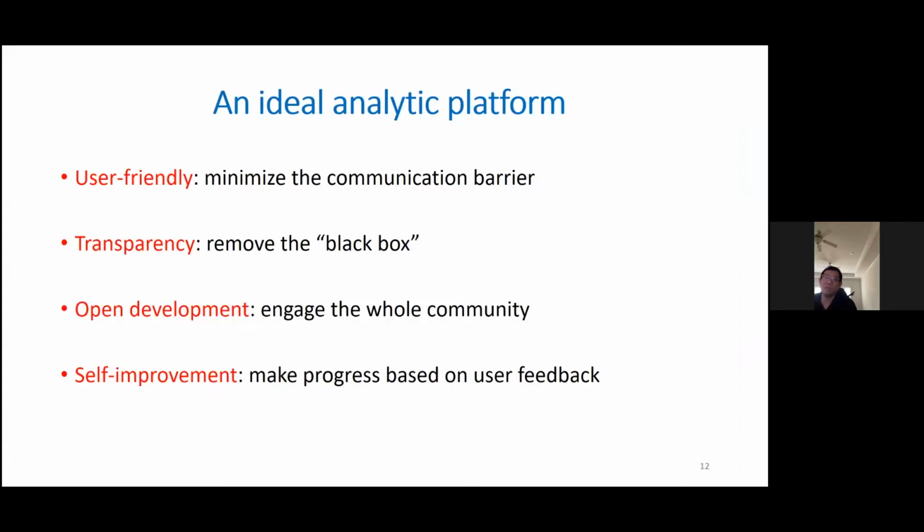So ideally, we want an ideal platform. Number one, we want to minimize the communication barrier between the user and the tool, making it as low as possible, so that people with no computer training can still use the tool to do some work. Number two, we want results to be transparent and reproducible, which means we not only give you the result but also the details to reproduce it. Essentially, we want to remove the black box. Third, we want open development, engaging the whole community to contribute to the tool. More importantly, we want the tool not to be static. Based on user feedback and users' data, it should constantly make progress, learn new abilities, and make better judgments for your analysis. That is what my group has focused on in the last two to three years.